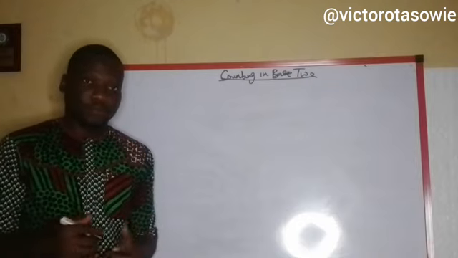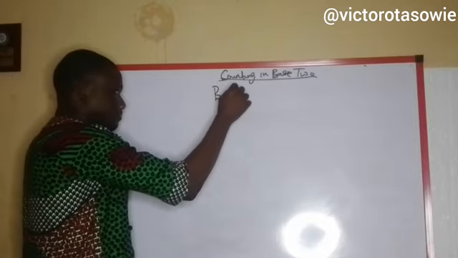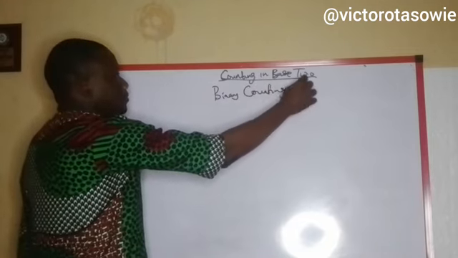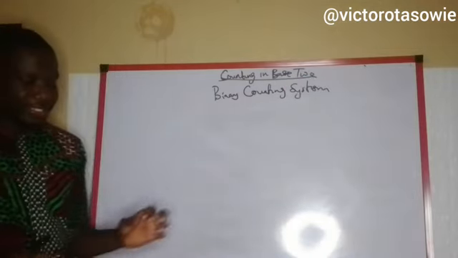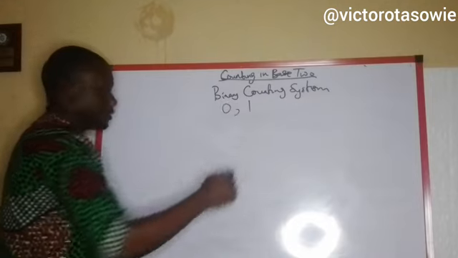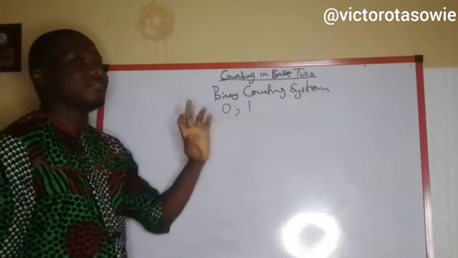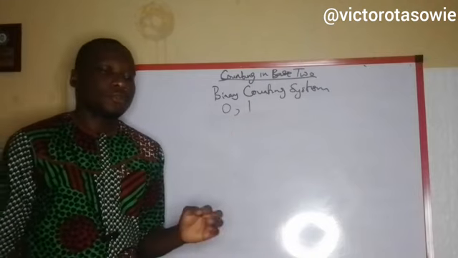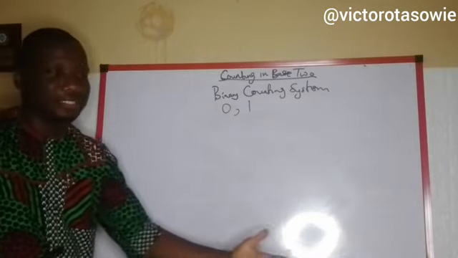of counting in base 2 has to do with the binary counting system. That's the first thing to take note of. And under this binary counting system, binary has to do with 0 and 1. So anything that does not work with 0 and 1 is not the binary counting system. It's another form of counting system. So you ask yourself, does the system I'm using work with the binary counting system?